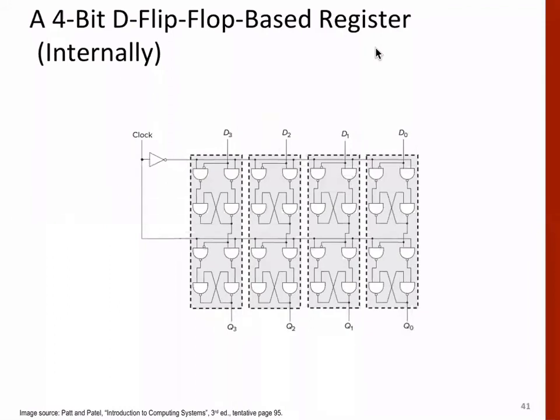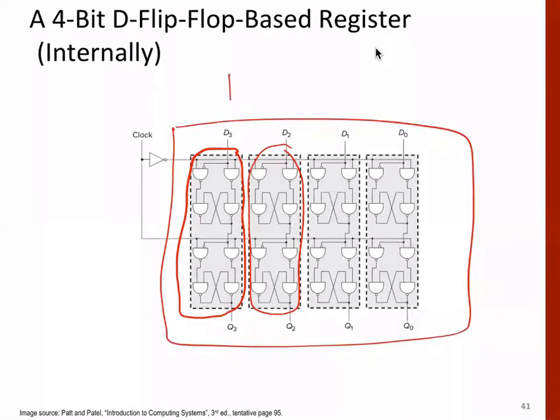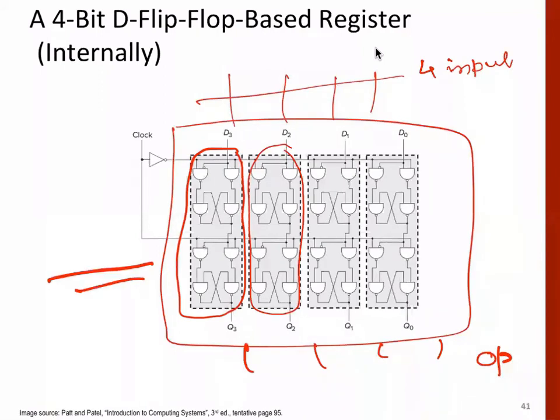This is the internal design of a 4-bit D-type register, using master-slave configuration. This is one D-type flip-flop, this is the second D-type flip-flop. And if you put them in a box, then what you will see is 4 inputs and 4 outputs here, and of course there is a clock to the whole thing.